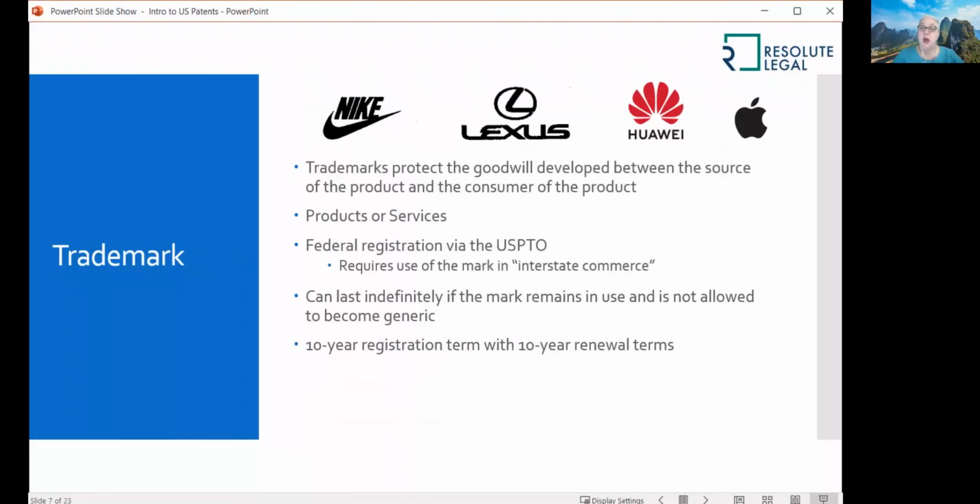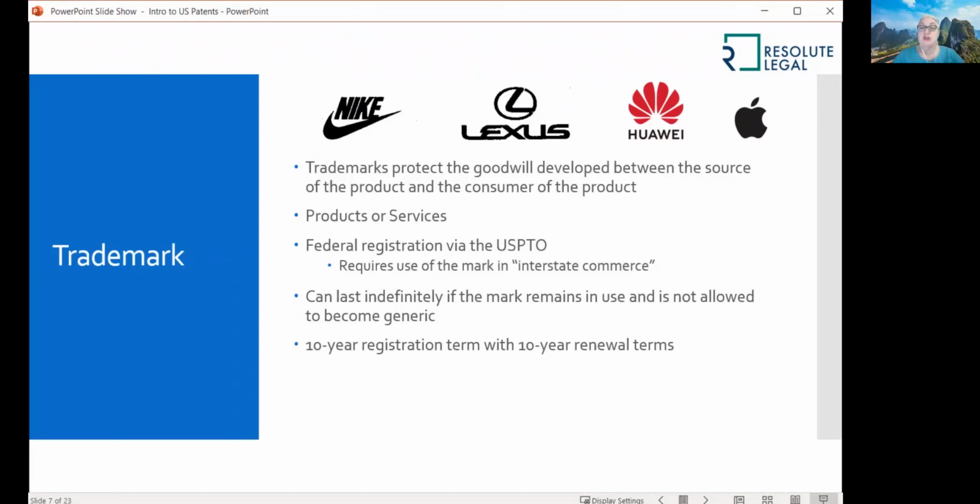So when a customer goes to select a product, they can be confident that that product actually comes from the source that they believe made it. So trademarks can cover products or services. They would be called service marks, which is a form of trademark.